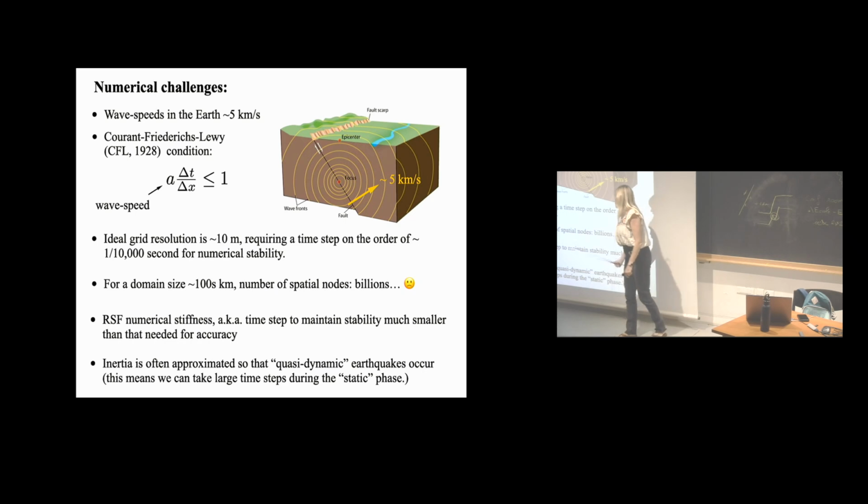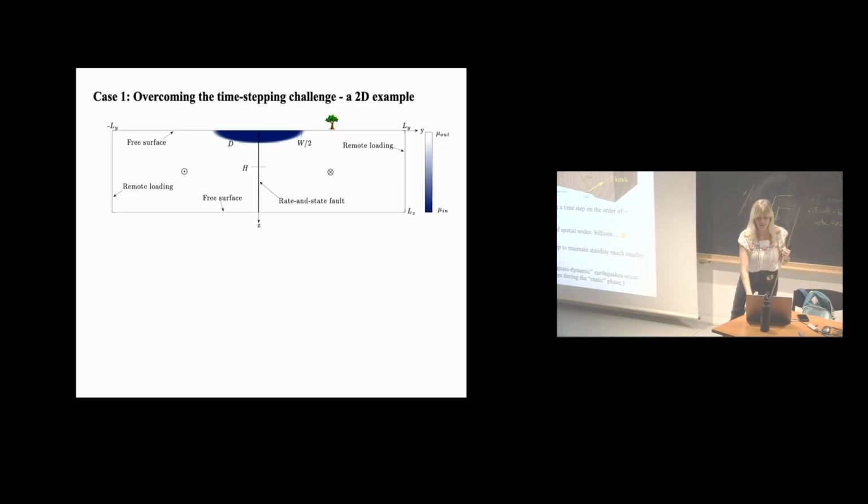And then also inertia. One way around this is that inertia is often approximated so that we only have quasi-dynamic earthquakes. This does mean that you can take large time steps during the static phase because you don't have waves. You don't have to worry about the CFL condition, and that's what we tend to do. Well, this is what we did in these early methods here.